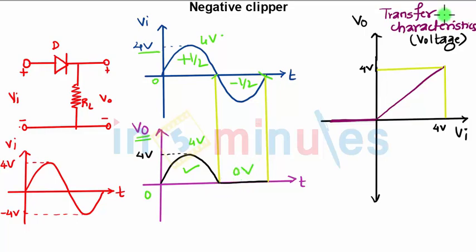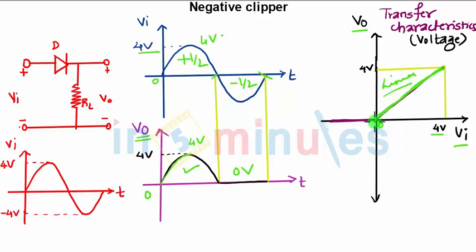Now how to draw the voltage transfer characteristics? Coming to the voltage transfer characteristics, on the x-axis you have input voltage, on the y-axis you have output voltage. As your input voltage varies from 0 to 4 volts, your output is varying from 0 to 4 volts. Hence the graph is linear from 0 to 4 volts.